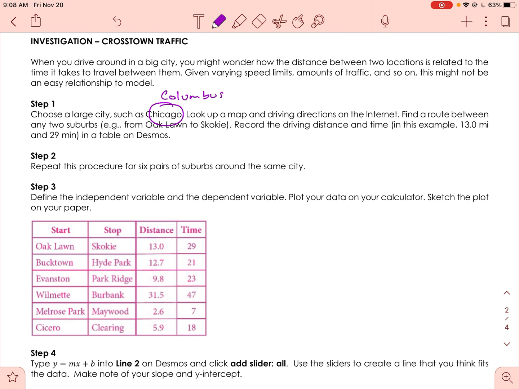We're going to put these in a table on Desmos, but before we do that, let's define our independent and dependent variables. Remember, our independent variable is always going to be our x value, and our dependent is always going to be our y value. The time is dependent on the distance that we have to travel. So in this case, our independent variable is our distance, and our dependent variable is our time. All right, so let's plot these points on our graph.